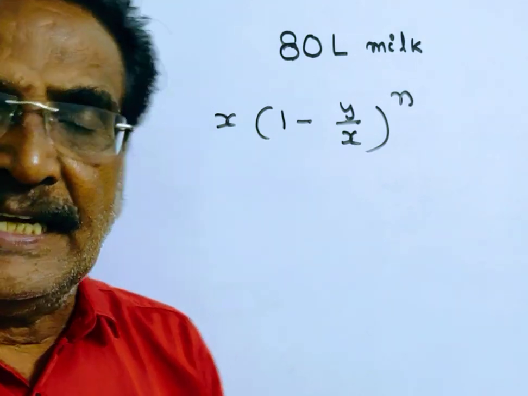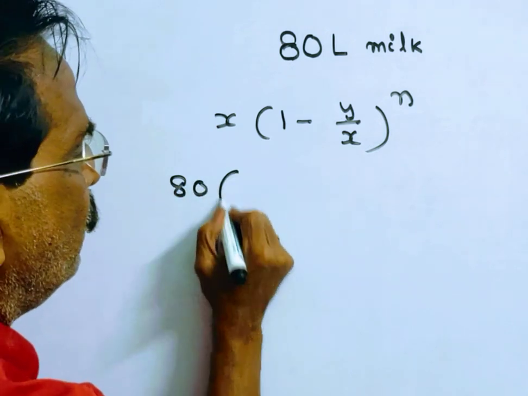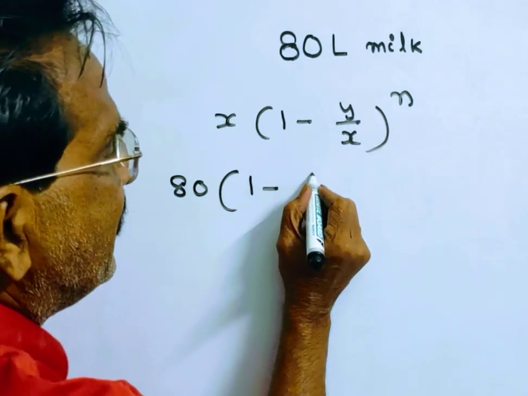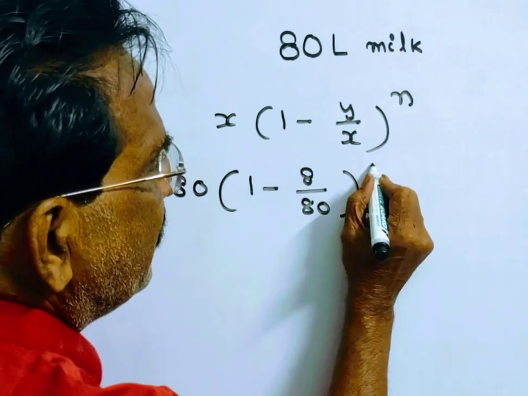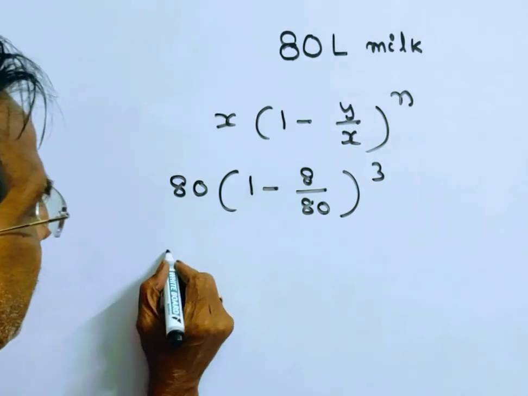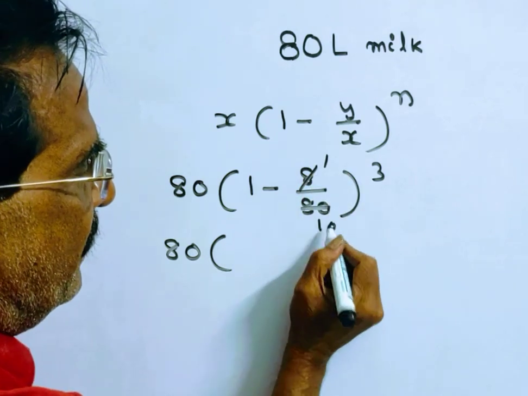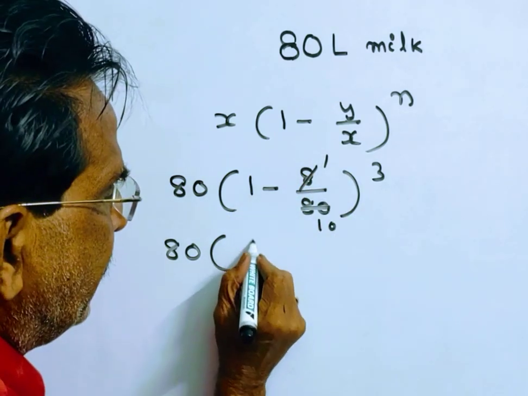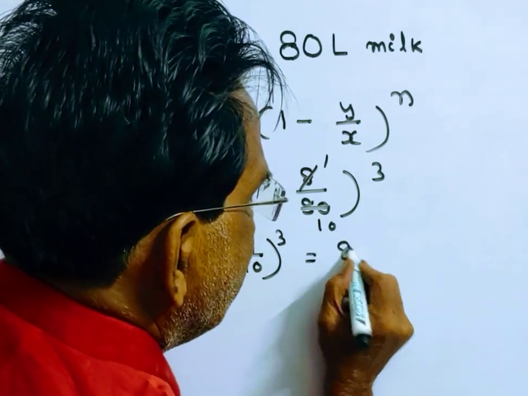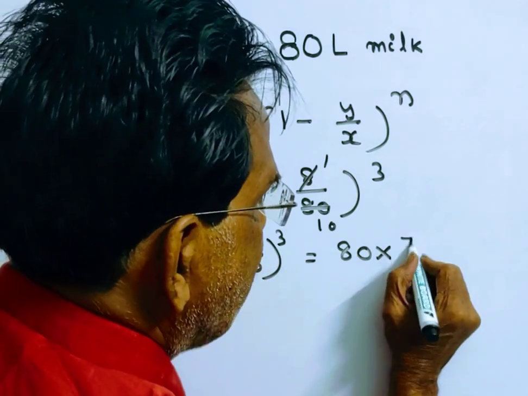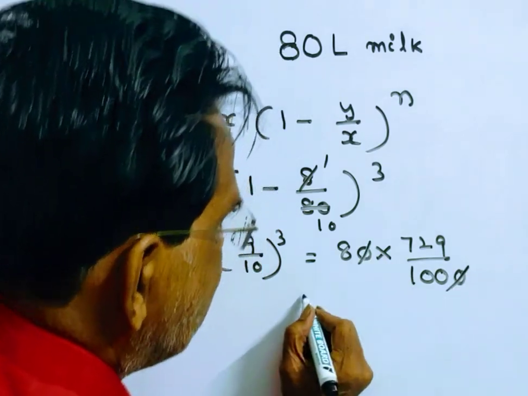So here x is equal to 80 liters, 80 into (1 minus y, 8 liters of milk is drawn, 8 by 80), this is done 3 times, so whole power 3. It implies 80 into (1 minus 1 by 10), that is 9 by 10, whole cube. This is equal to 80 into 9 cube, which is 729, over 10 cube, which is 1000, zeros cancel.